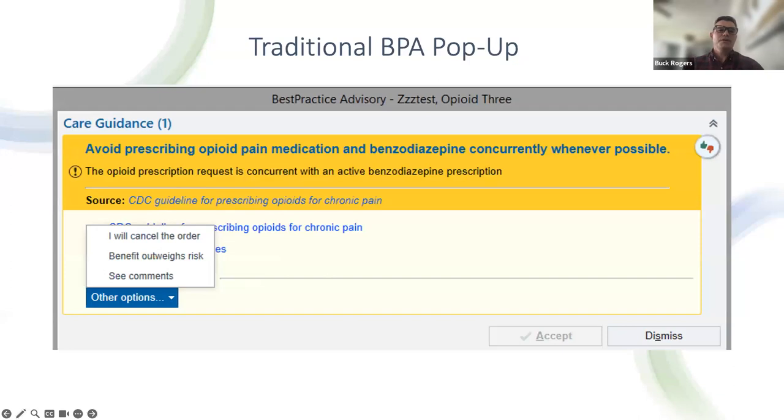So here's a picture of a traditional pop-up. During this pilot, we successfully tested this traditional pop-up, which you see here, and we used a more innovative approach due to a term called BPA fatigue, which I know we've touched on a little today. That's what drove a lot of our pilot for a couple projects.